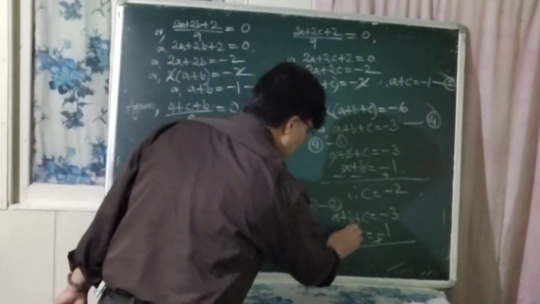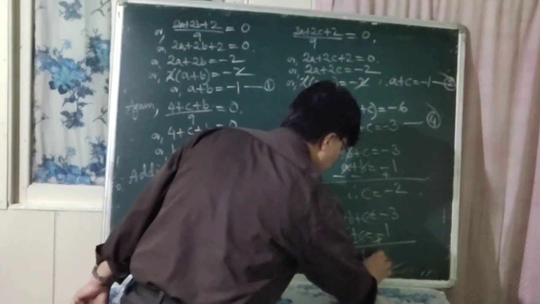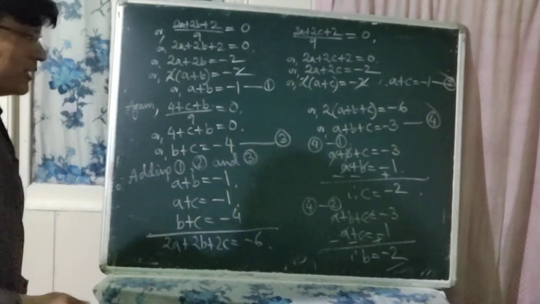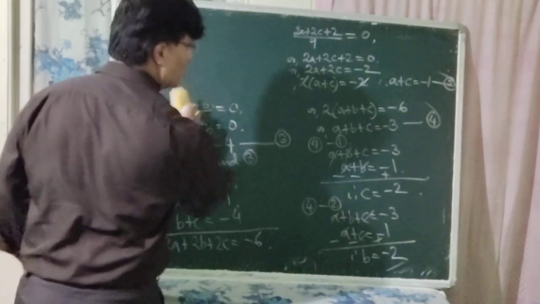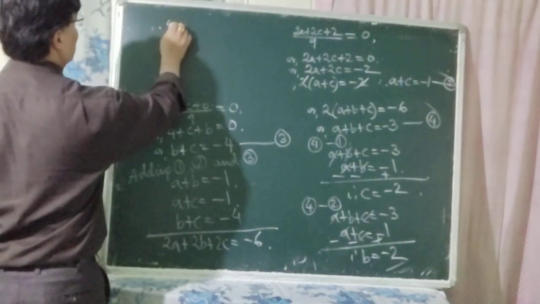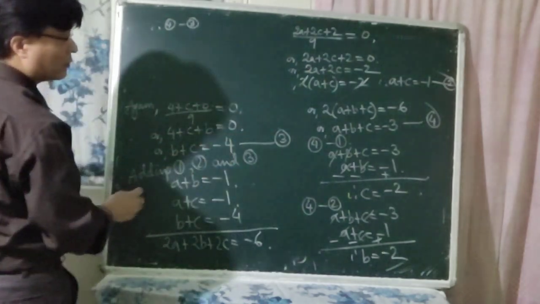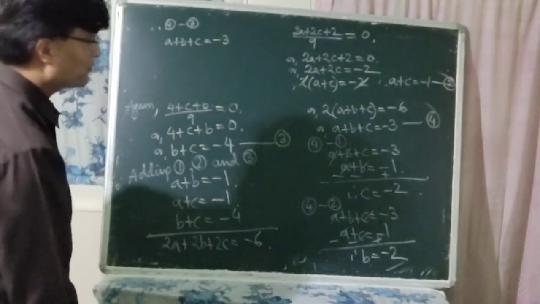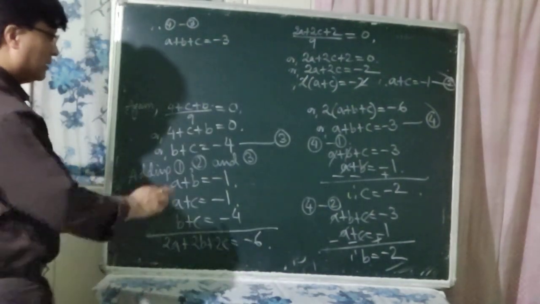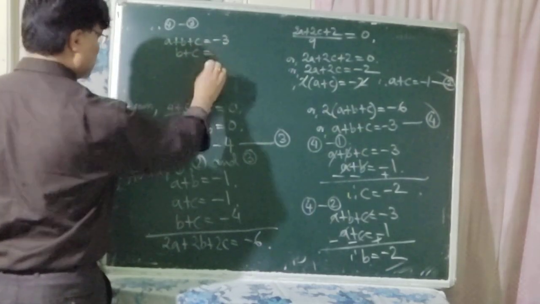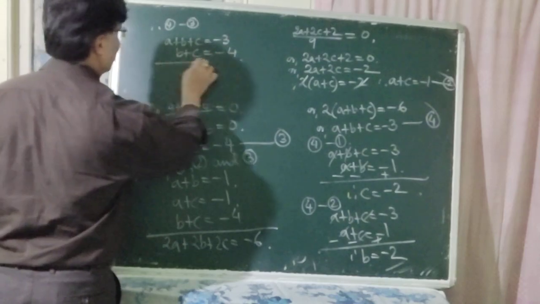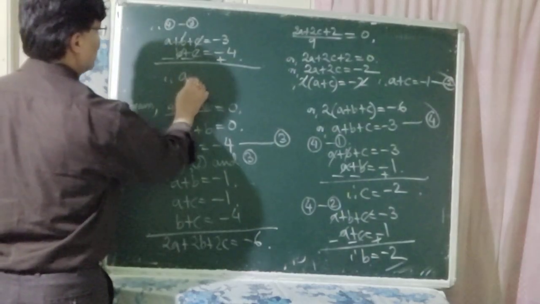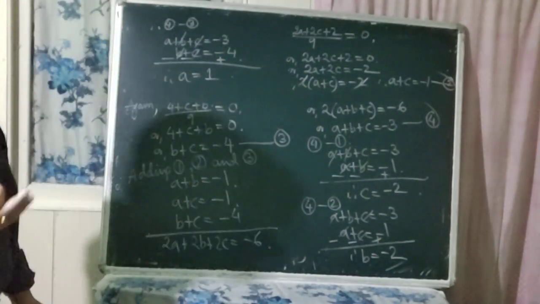So here A and C get cancelled. So what is the value of B? B is equal to what? It is minus 2. C is equal to minus 2, B is also minus 2. Now you can do 4 minus 3. So write down number 4. What is number 4? A plus B plus C is equal to minus 3. Then minus 3. B plus C is equal to, what is it? Minus 4. Right? So minus minus, B gets cancelled, C gets cancelled. This is plus. What is the value for A? A is equal to 1.